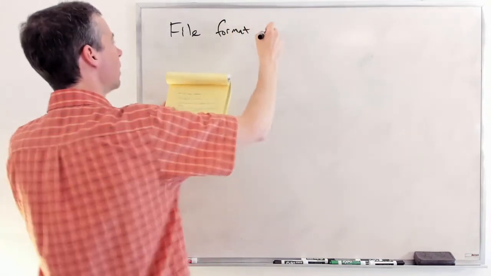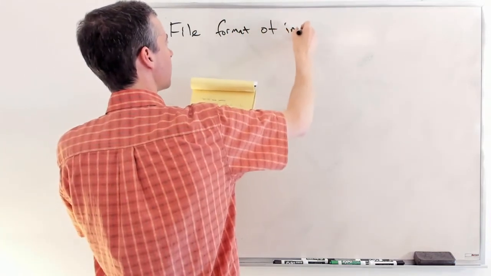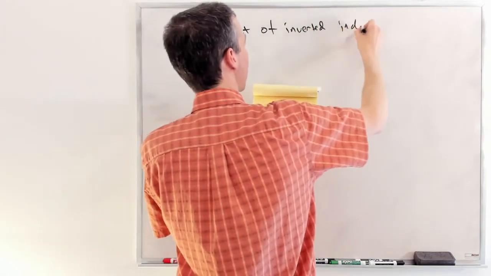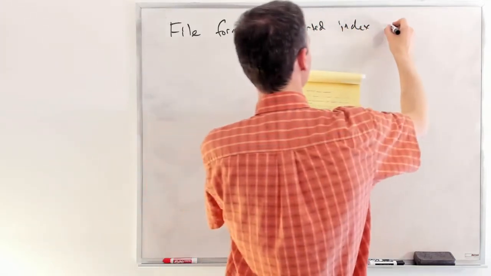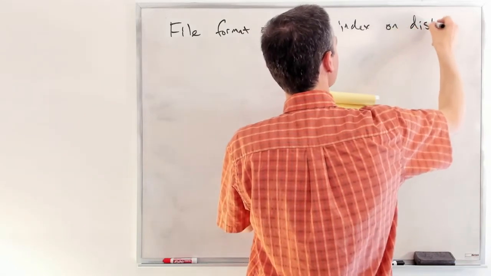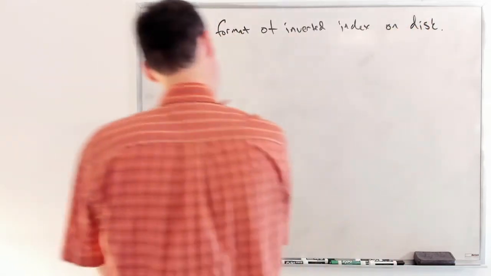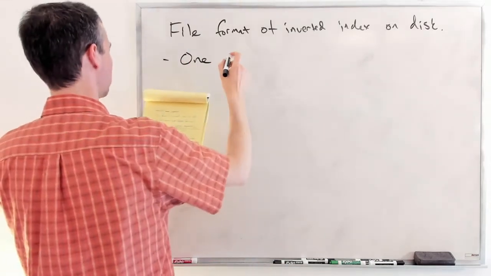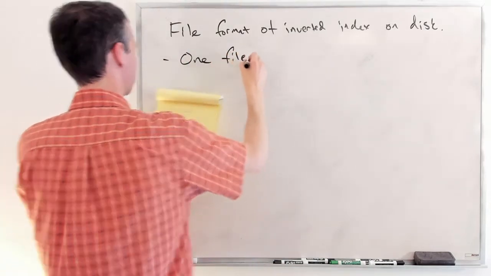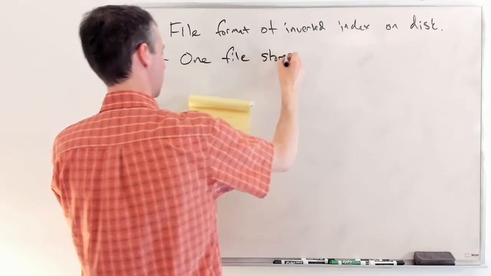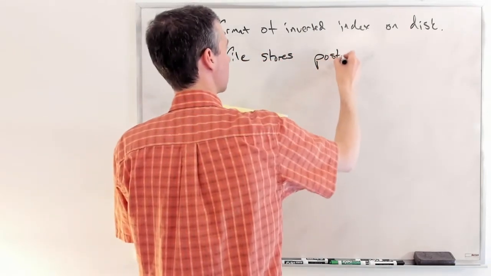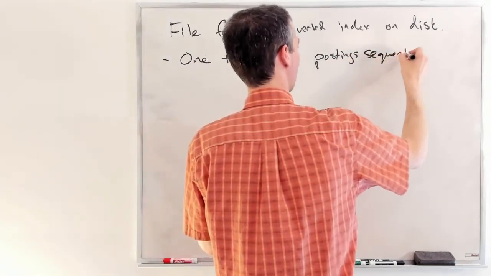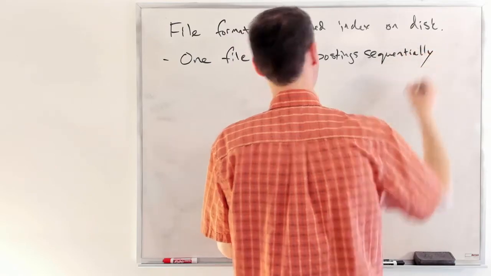And I say static because we're talking about an inverted index where we're not adding new documents to it or deleting documents. So we're going to have a system that's basically like this. It's a 2-file approach, but we have one file that stores postings sequentially. One after another, after another, after another.